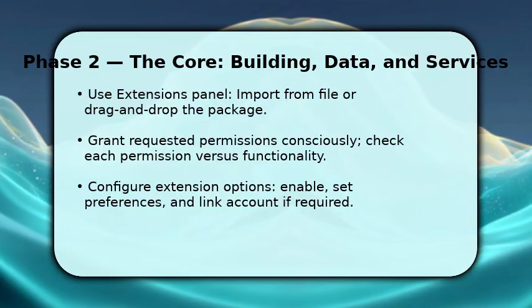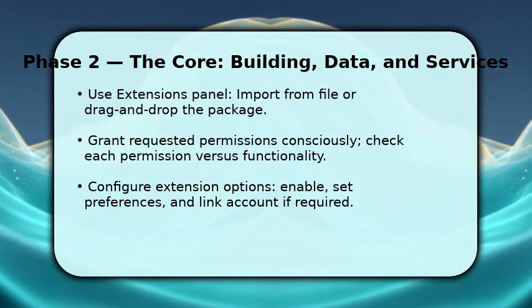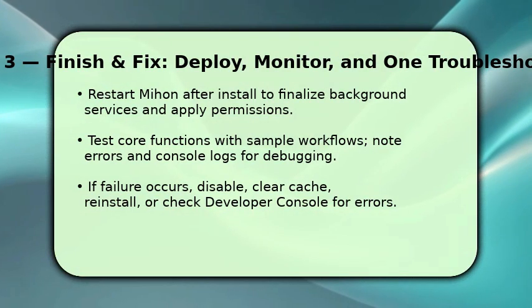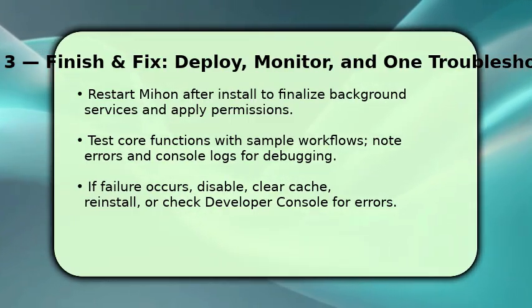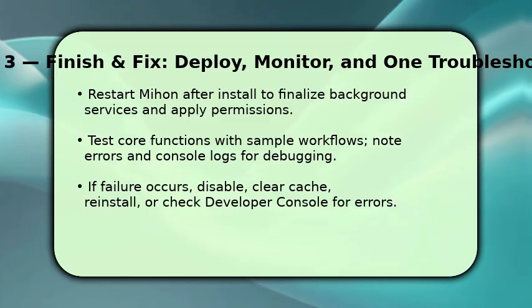You finalize by restarting Mihon so background services and permissions apply cleanly. This prevents intermittent failures. Then run quick tests of core functions using representative workflows to confirm behavior.